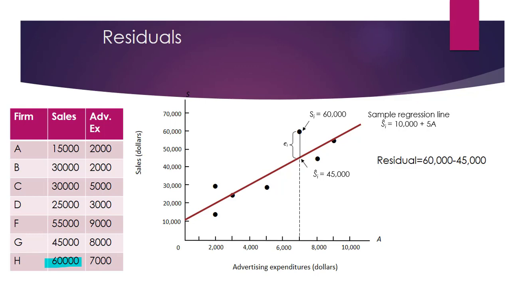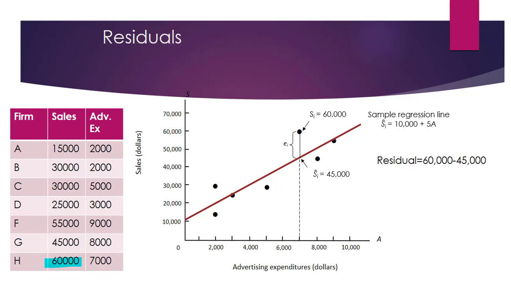The firm's data point is above the regression line. The residual is the difference between the actual sales and the predicted sales. Specifically, it's the actual sales minus the predicted sales. So for firm H, the residual is $15,000. We saw that our sales prediction for firm H underestimated the firm's actual sales by $15,000.